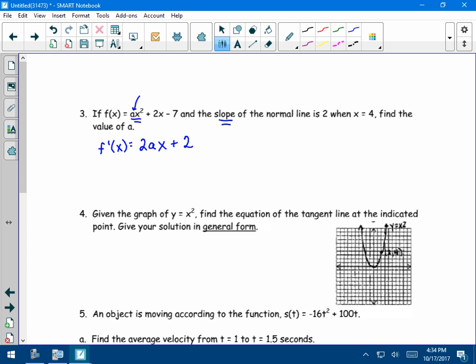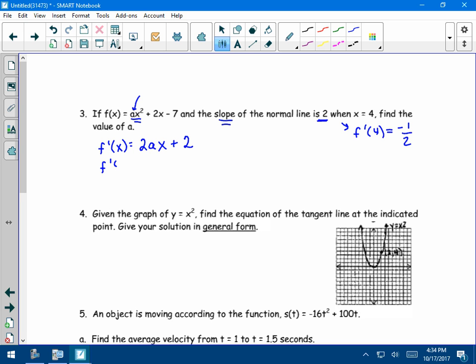So we know that the derivative of the normal line is 2 when x equals 4. So that means that f prime of 4 should equal what? Not 2, because that's the normal line, so it's the negative reciprocal of 2. So I can use that to find a now.